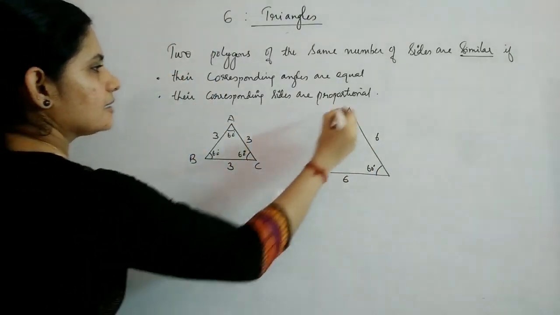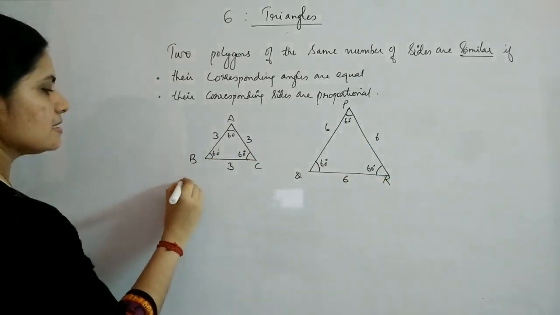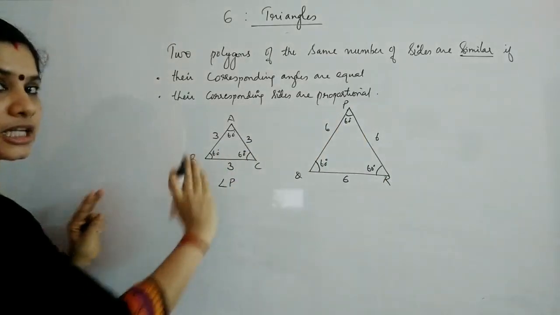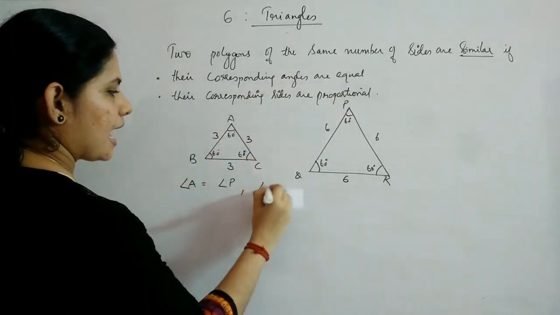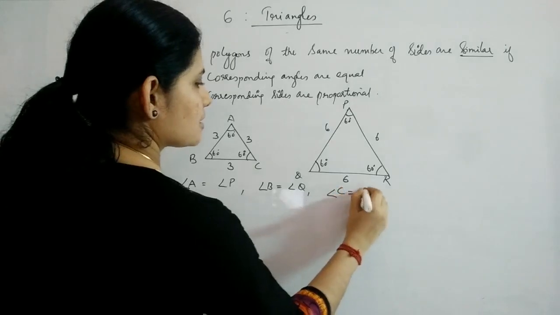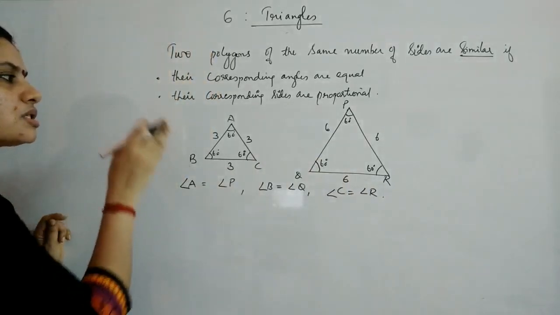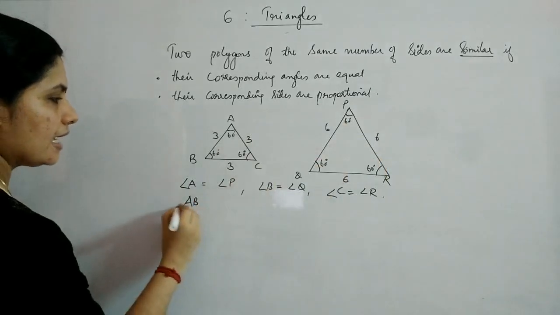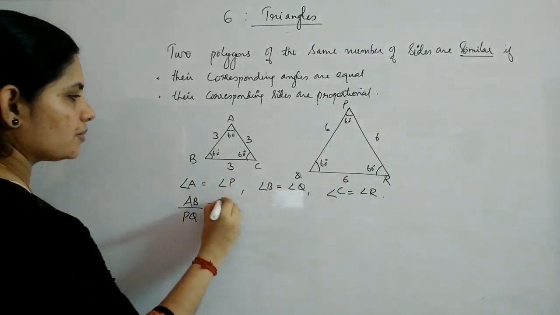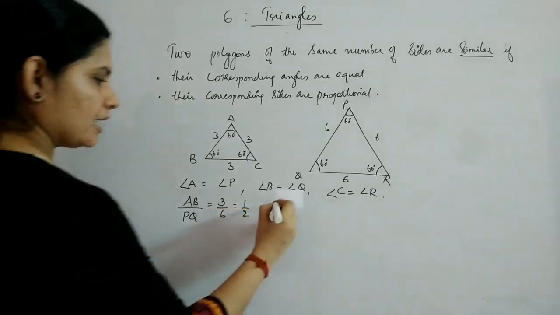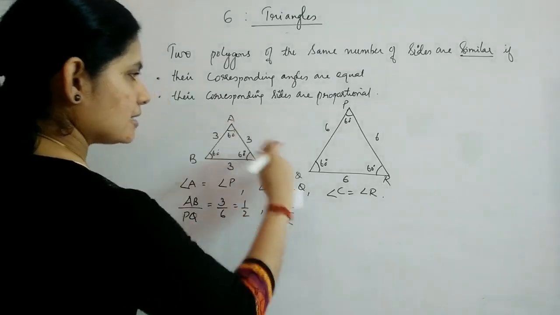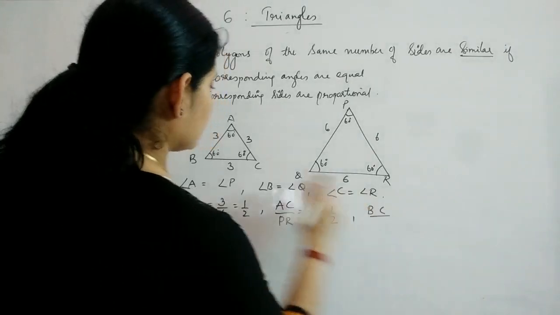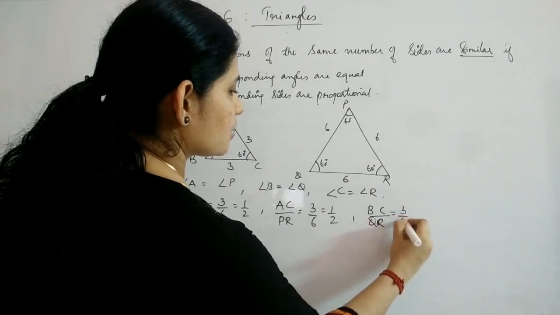If this is A, B, C and this is P, Q, R, what I will get is angle A equal to angle P, right? Correspondingly, angle B is equal to angle Q and angle C is equal to angle R. Now, if I am talking about the sides, when I am taking this side, I will take this side of the other triangle. AB by PQ, how much will I get? It will be 3 by 6, which is 1 by 2. Again, AC by PR is again 3 by 6, which is 1 by 2, and BC by QR is 3 by 6, which is 1 by 2.